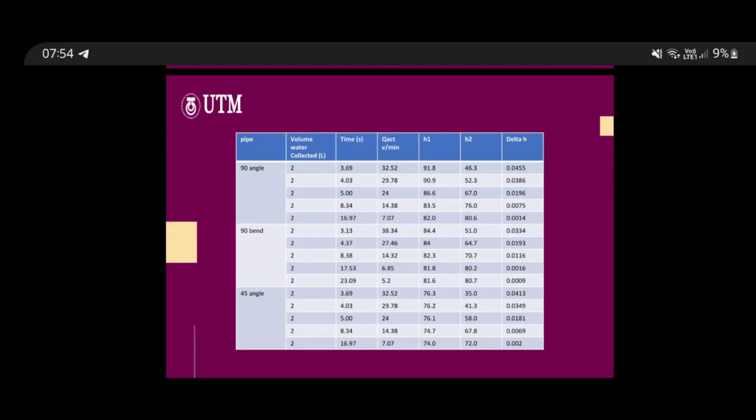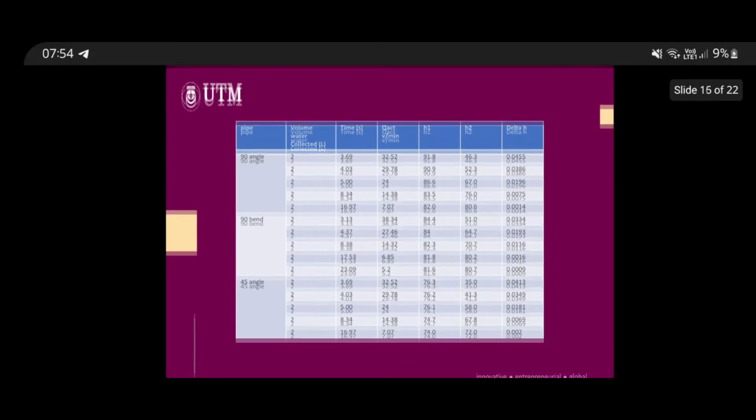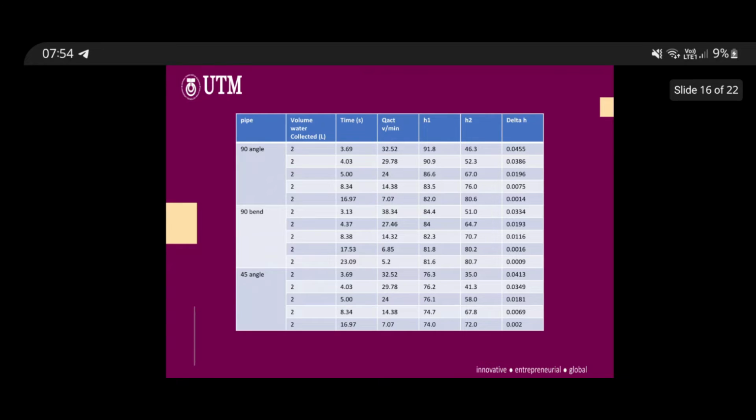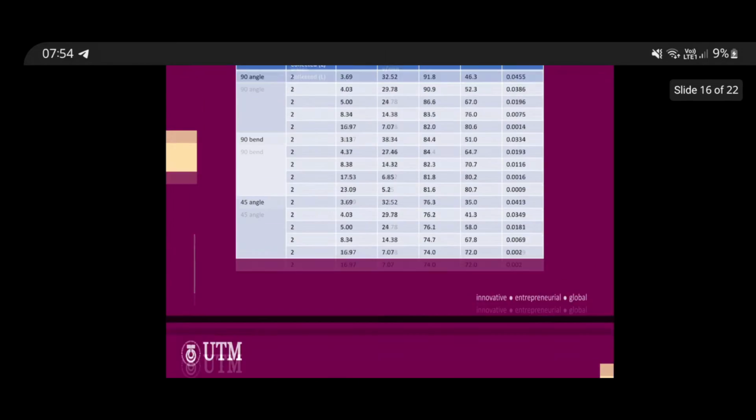has slower results, because you can see the last one in the 90 angle is almost 17 seconds, while the last one for the 90 bend is almost 23 seconds. And for the 45 angle, on average, it has the best flow rates. For the first one it's 32.5, and down to the last one, which is 7 liters per minute.